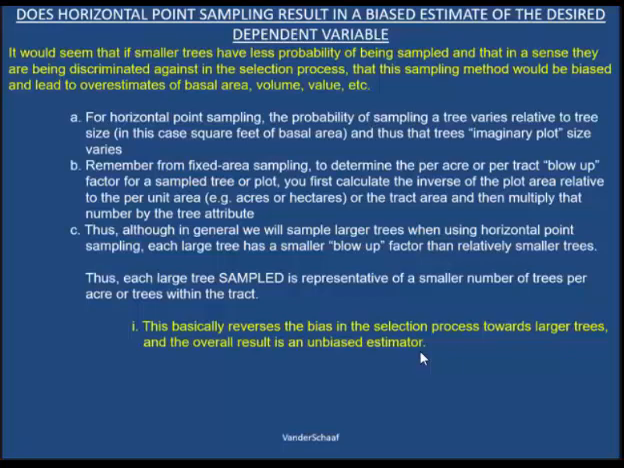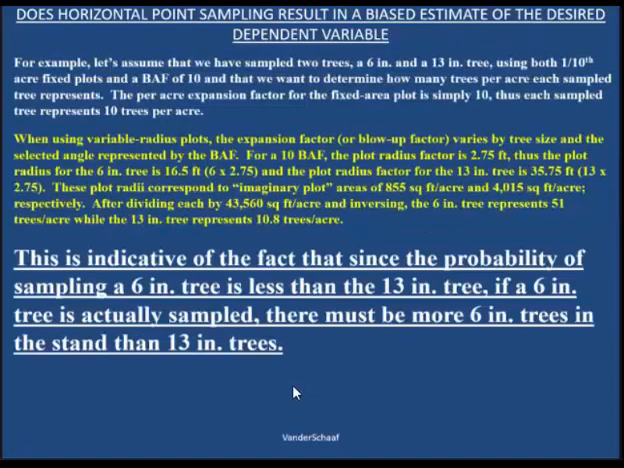But the fact that you sample a small tree and it has a low probability implies that there must be a lot of them out there. Sampling theory would imply that. So therefore, it has a larger blow-up factor. And that's how you get the constant BAFs, the constant basal area factors.